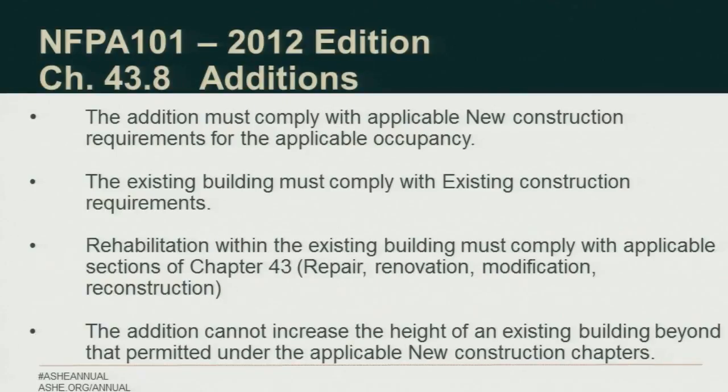So if I add a new building and it involves some modifications or renovations in the existing building, depending on what level they are, they would have to follow chapter 43, repair, renovation, modification, reconstruction. The addition cannot increase the height of an existing building beyond that permitted under the applicable new construction requirements. So in that statement, you have a vertical expansion. The original facility was not considered high-rise construction. The addition then puts you into high-rise construction.